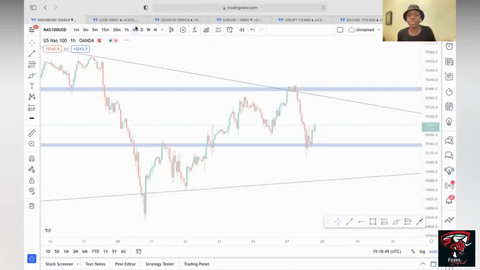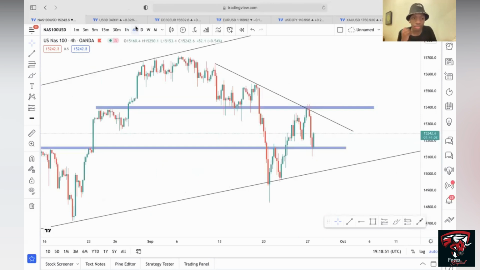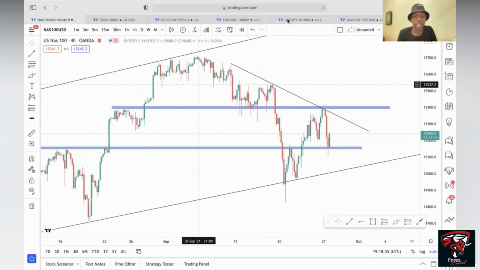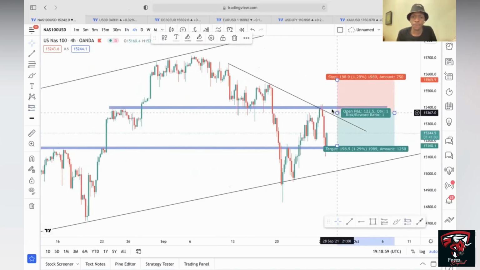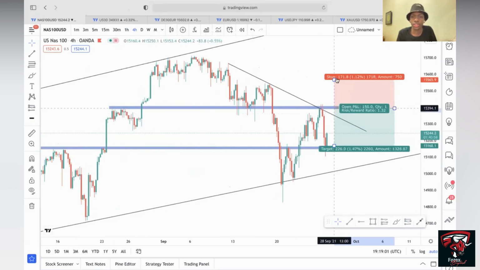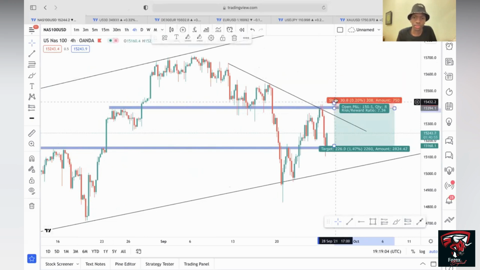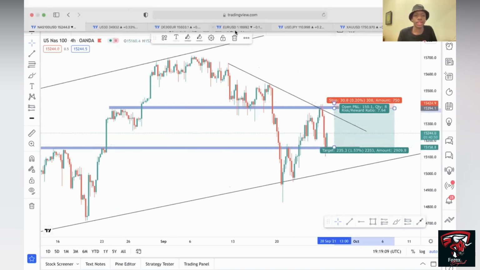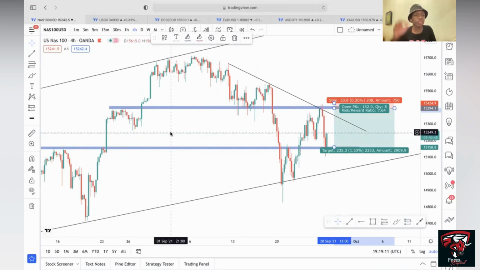You'd rather catch the reversal when it happens, not while it's happening. Right. So that's my Nasdaq analysis. I want to see how it reacts to that zone, possibly drop down.